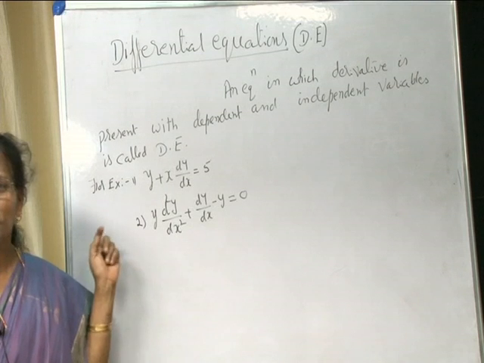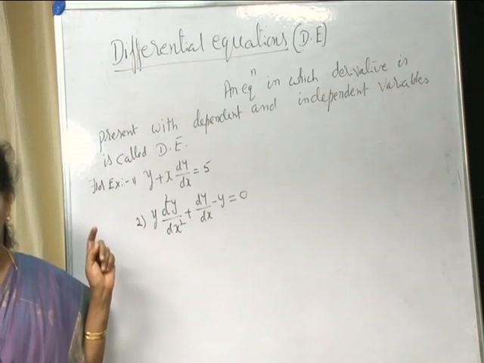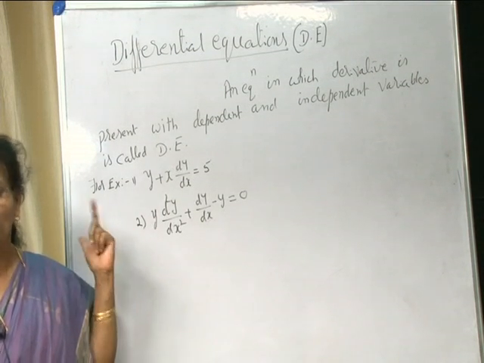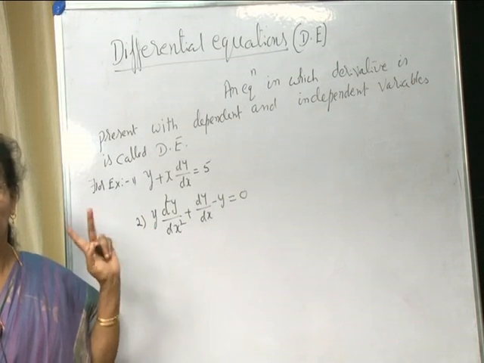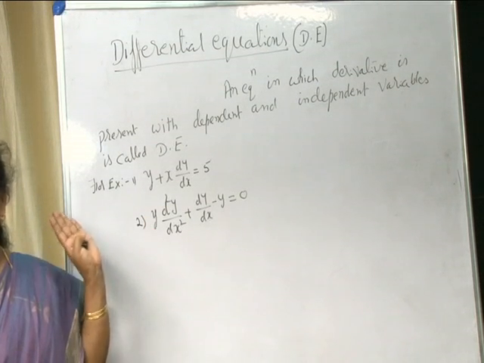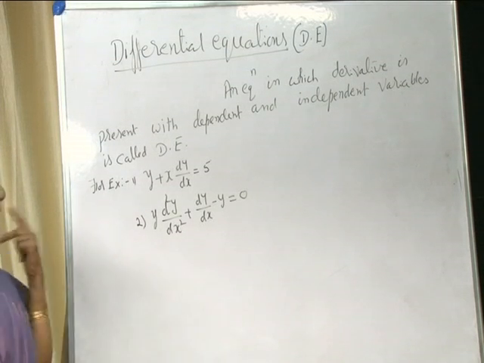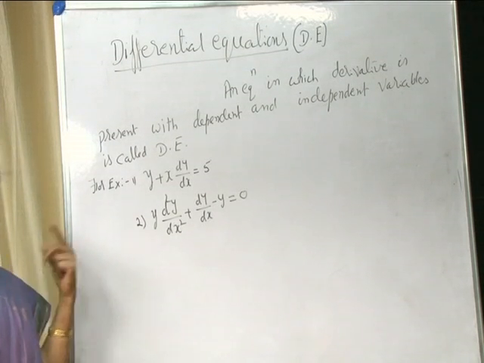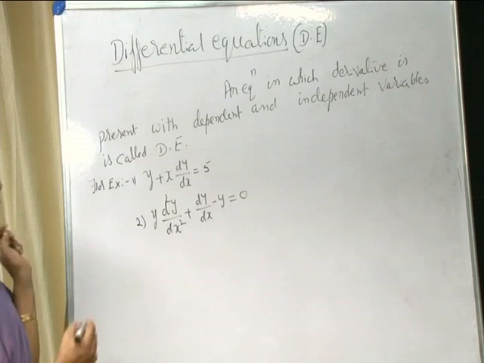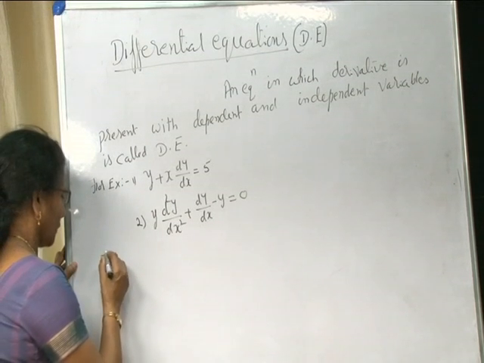See, it is not necessary that only the first derivative is present. It may be second derivative, it may be third derivative, any derivative must be present in the equation. Such equation is called differential equation. Similarly, we can give number of examples. Let us see the next point, order of the differential equation.